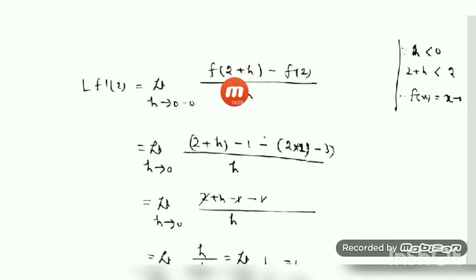So your function is now this one. f(x) is x minus 1. So what is your 2 plus h? It is 2 plus h minus 1. So this is written 2 plus h minus 1.